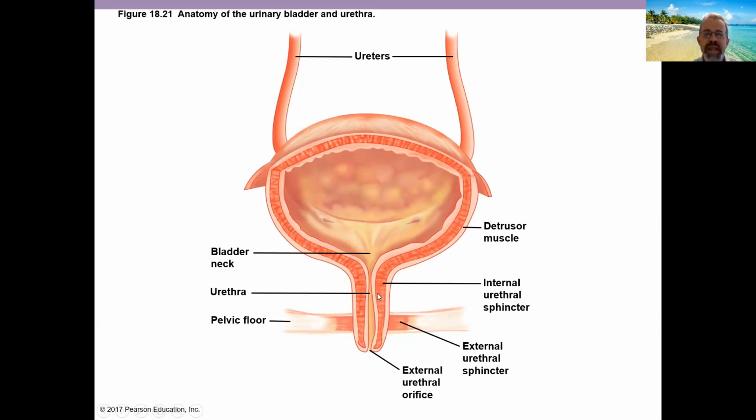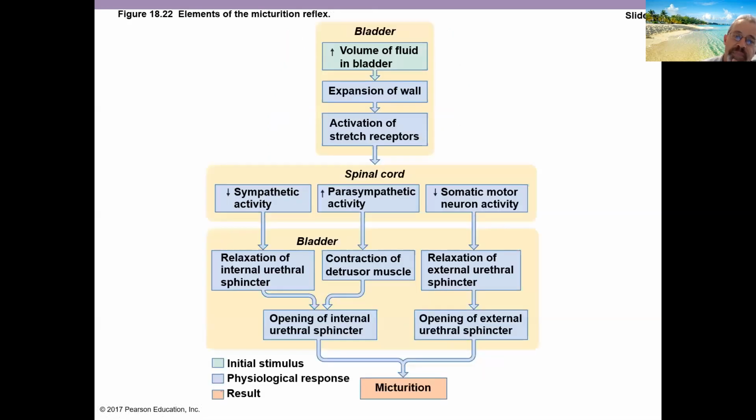I also want to point out a couple different circular muscles called sphincters. We have what's known as the internal urethral sphincter and the external urethral sphincter. And whether these sphincters are open or closed determines our ability to urinate. So we'll take a look at how this is controlled. All right.